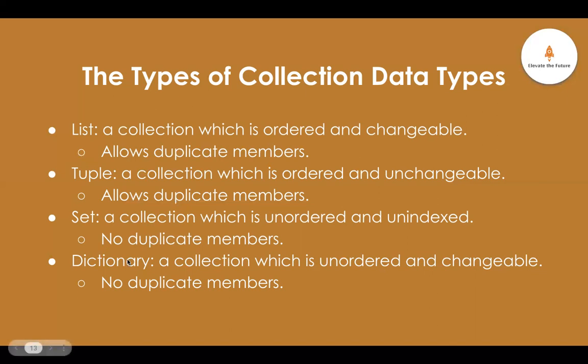A dictionary is a collection which is unordered and changeable, and it has no duplicate members. And if you remember, the dictionary has keys and all that, and it's very complicated.